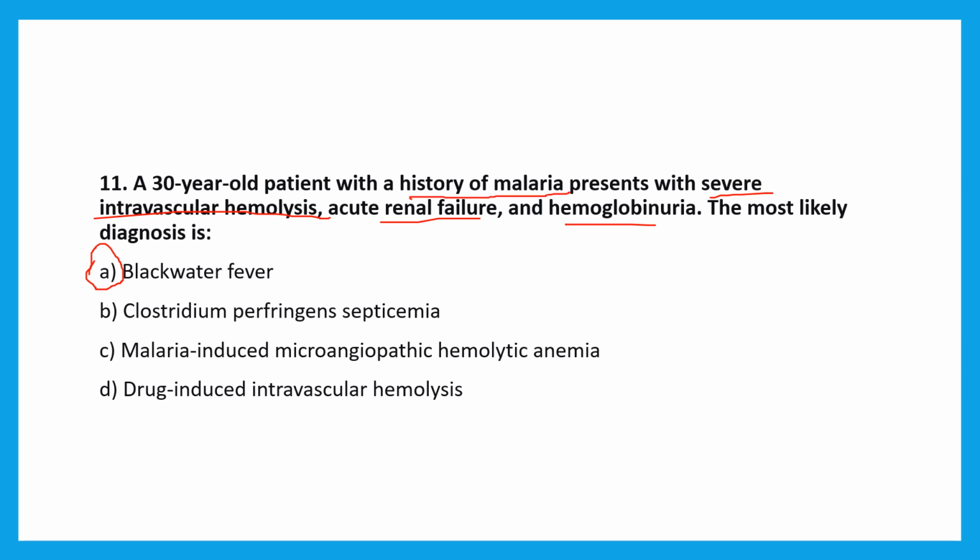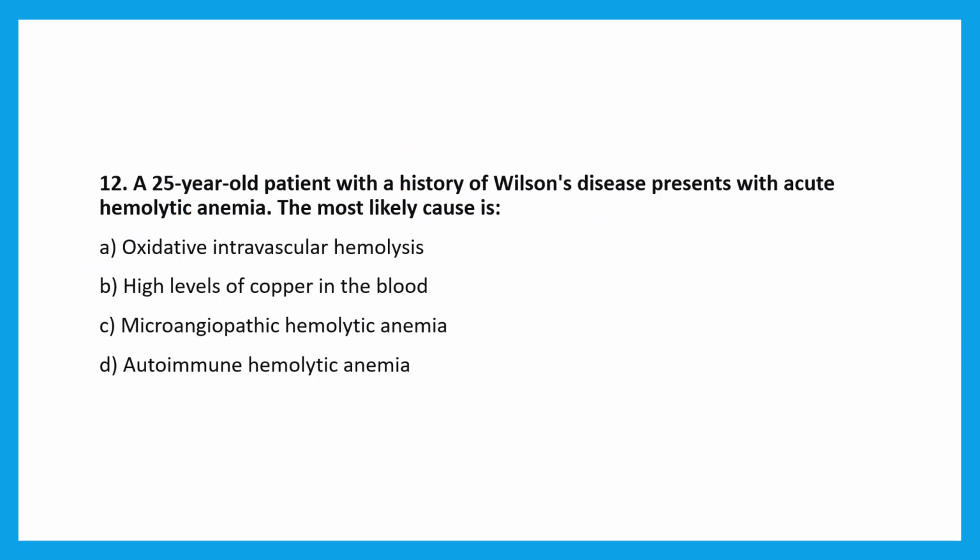Plasmodium. Look at this. History of malaria. A severe complication of Plasmodium falciparum malaria is characterized by what? The intravascular hemolysis itself, the hemoglobinuria, which refers to dark black water urine. That's the term blackwater fever, isn't it? And the acute renal failure. Simple. Okay.